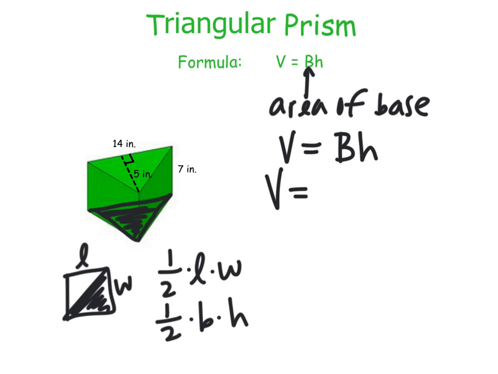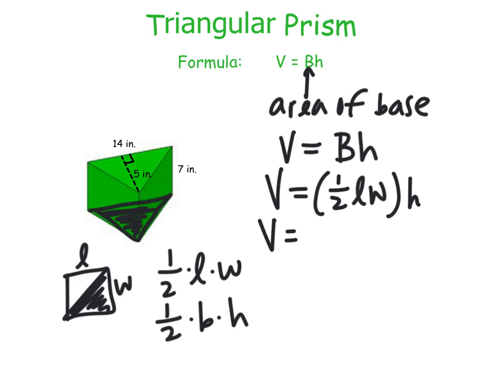Now let's fill in some information. So the area of the base. We said the area of the base is 1/2 of the length times the width, or the base times the height. And then we have the height of the prism itself. Okay, so what I would like you to do is see if you can go ahead and plug in the correct numbers into your formula here.